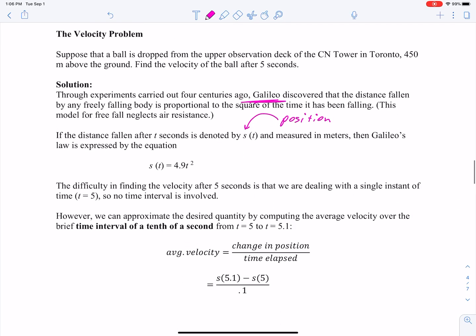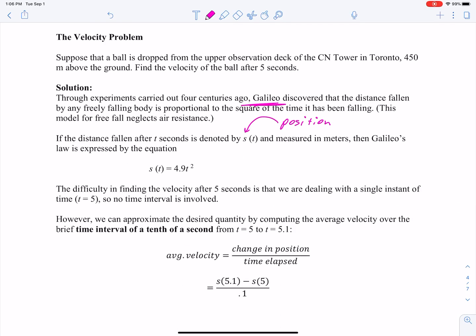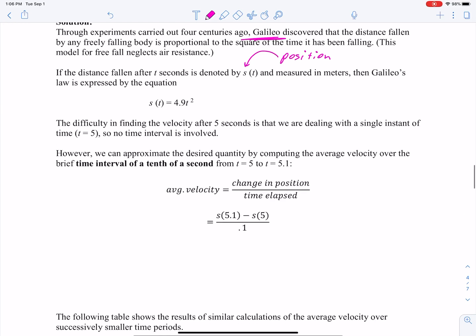That's very much the same thing we're going to do here. We're going to pick times closer and closer and closer to 5 seconds, and then eventually infinitely close to 5 seconds, so that the difference no longer matters. Okay? All right, so like I said, no time interval is involved here. There's one single time, but we want the slope.